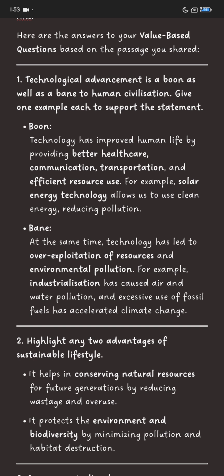Bane. At the same time, technology has led to over exploitation of resources and environmental pollution. For example, industrialization has caused air and water pollution, and excessive use of fossil fuels has accelerated climate change.